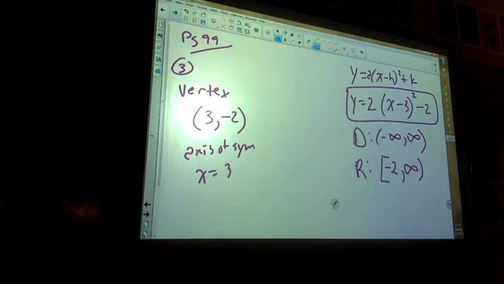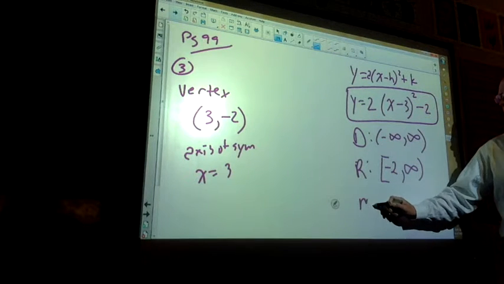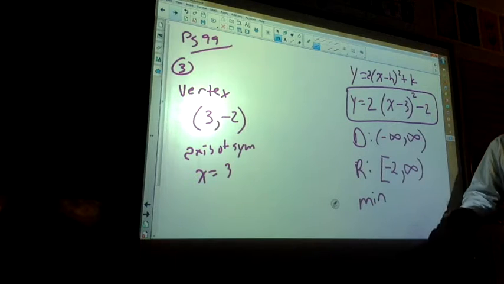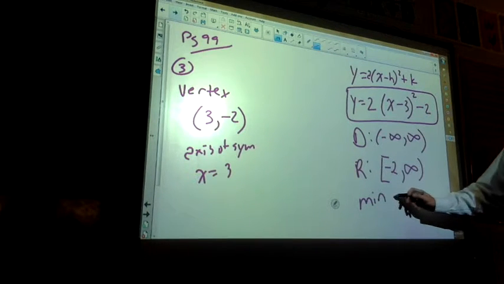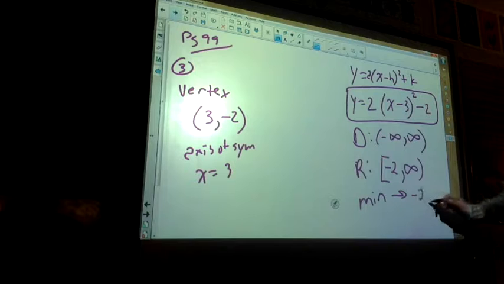Is that okay? What's the maximum? We'll figure it out. The range. The minimum is negative. So does it have a maximum or a minimum? It has a minimum. Why does it have a minimum? Because it opens up. So what's our lowest value? Our minimum value is -2. It's the y component. And then, do we have to state if it's a maximum? You look at the vertex, and it's the y component of your vertex. So if it opens up, it's a minimum. If it opens down, it's a maximum.